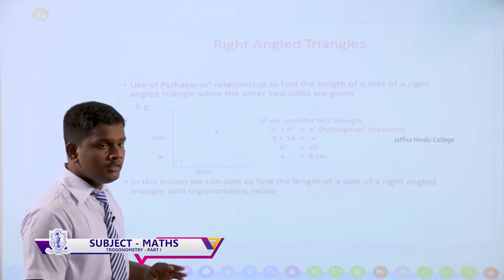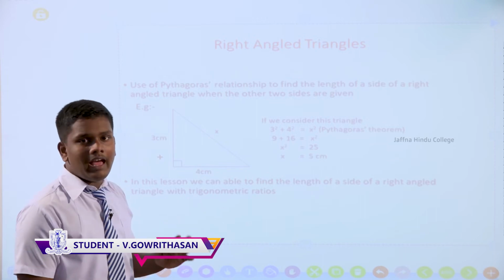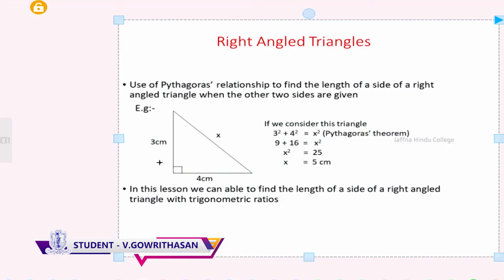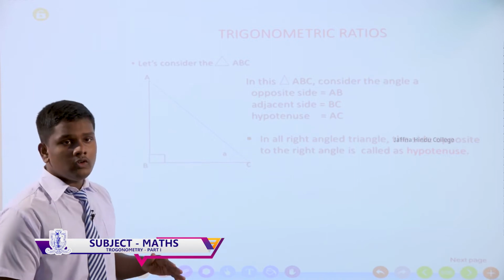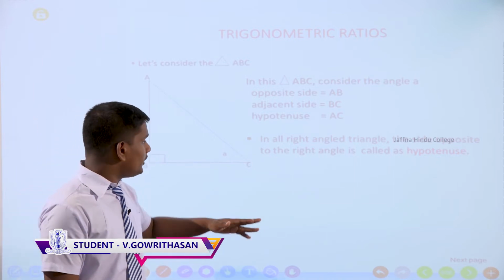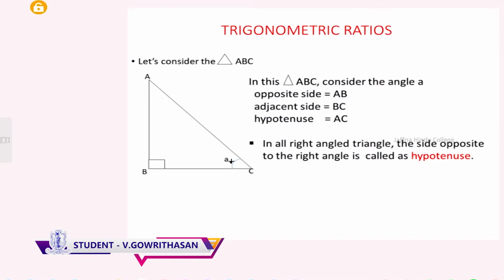In this lesson, we will be able to find the length of a side of a right angle triangle with trigonometric ratios. Before finding the trigonometric ratios, we must know the names of the sides in relation to the angle given. So, consider this triangle ABC. If you look at this angle, we must find the opposite side, adjacent side and the hypotenuse in relation to this angle.